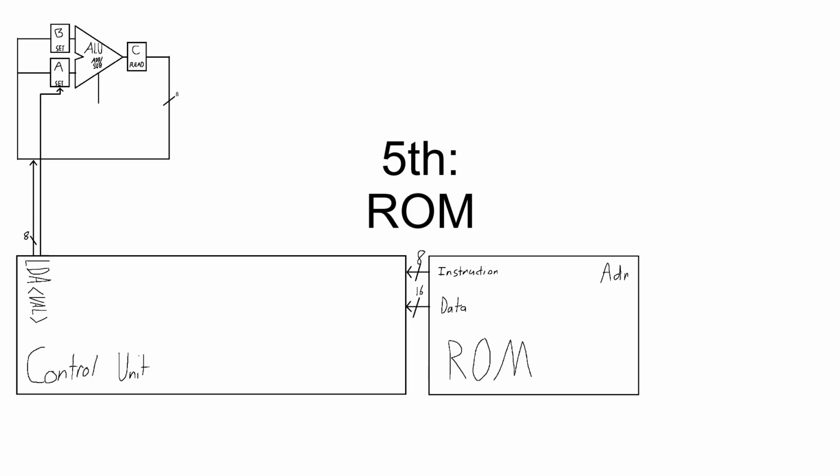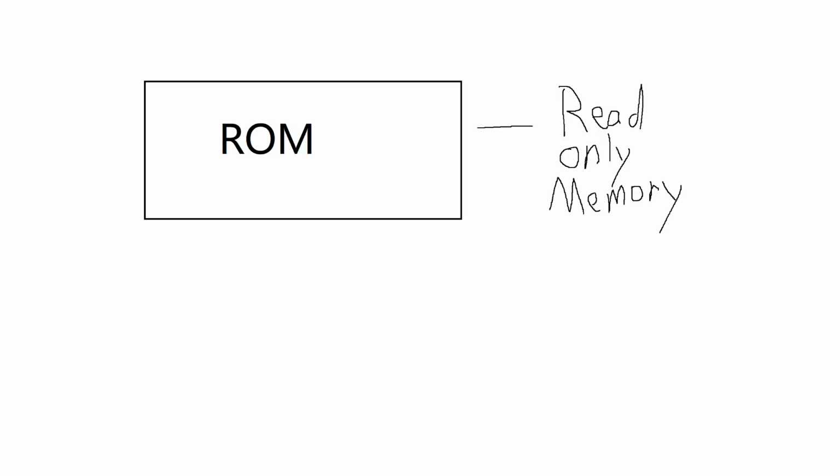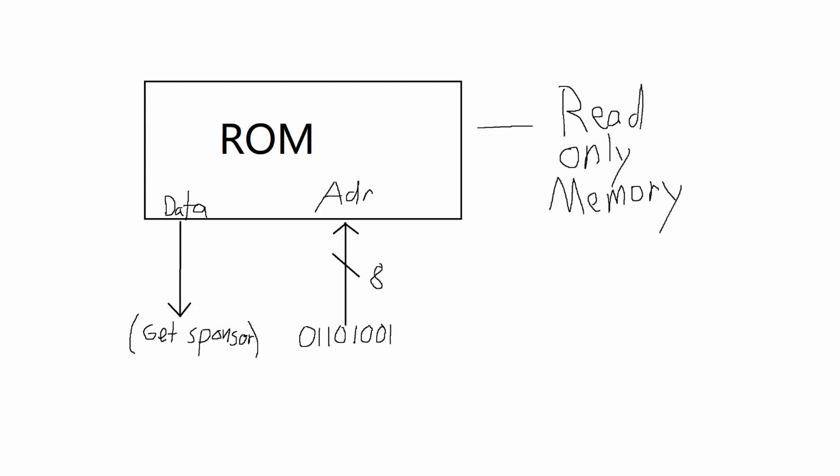Fifth, connect a ROM to the control unit. ROM stands for read-only memory, or just memory that you can read from but cannot write to in code. The ROM holds all of the instructions for the control unit and sends out an instruction when given an address.